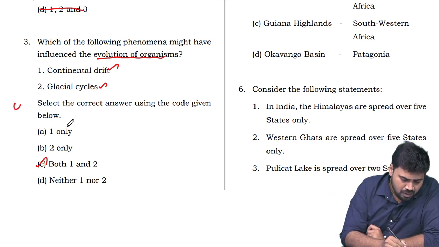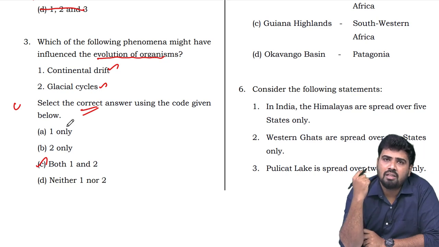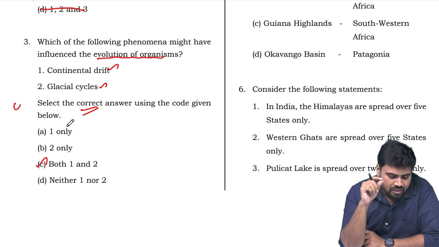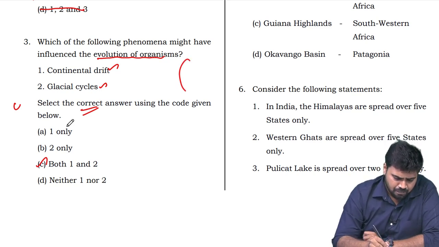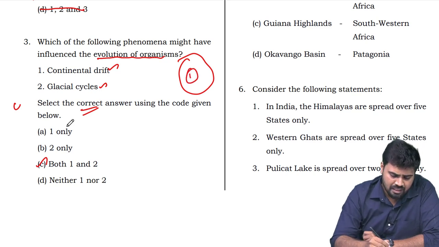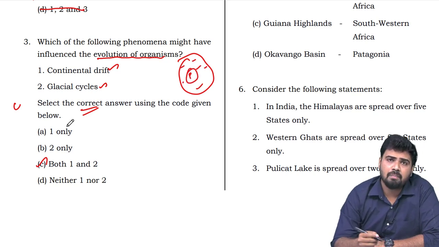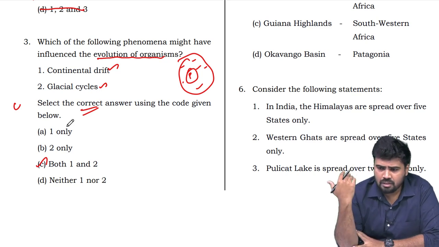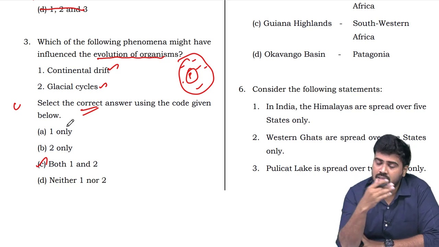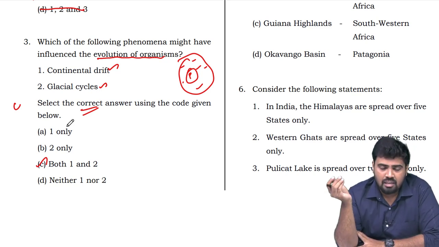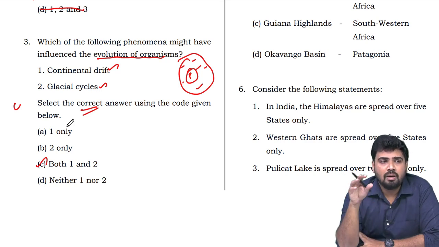Select the correct answer. Most of the time you should look at whether they ask which option is not correct, or which option is correct. So go through these statements once. Continental drift and glacial cycles: both options are correct. For example, initially there was Pangaea surrounded by a water body, Panthalassa. Pangaea broke into two, Laurasia and Gondwana. Gondwana further divided into many continents, for example South America, Africa, India, Australia, Antarctica. With the movement of plates and continents, evolution of organisms happened.